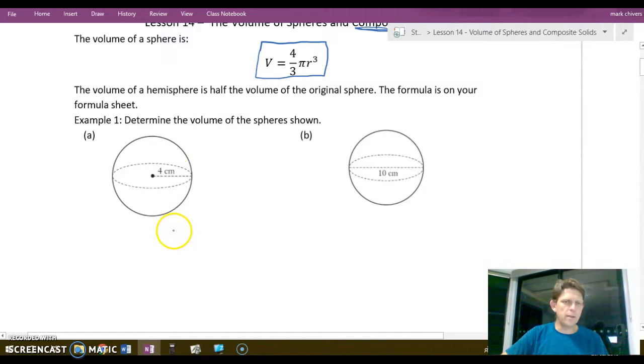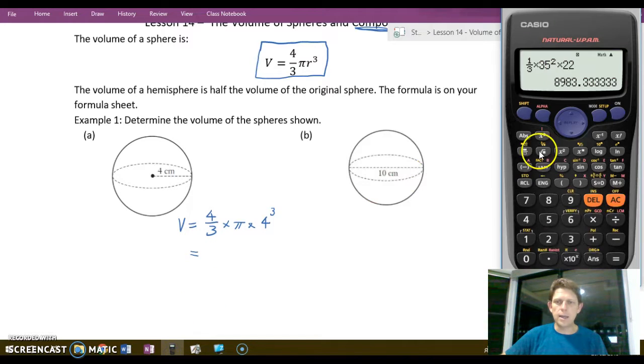So for this first one, they've given us the radius there, so we can just simply grab the formula and start plugging in our values, and there is only one value to worry about. 4/3, well, that's just a number. Pi, that's just a number. All right, so the only thing we have to find out is what our radius is, and in this particular case, it's 4, and we need to cube 4.